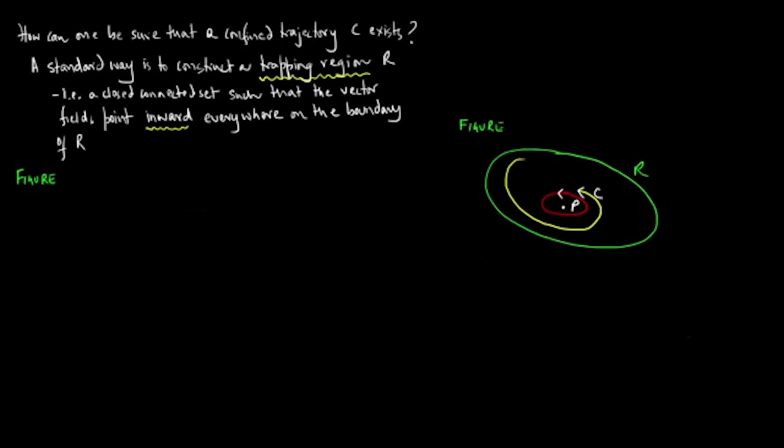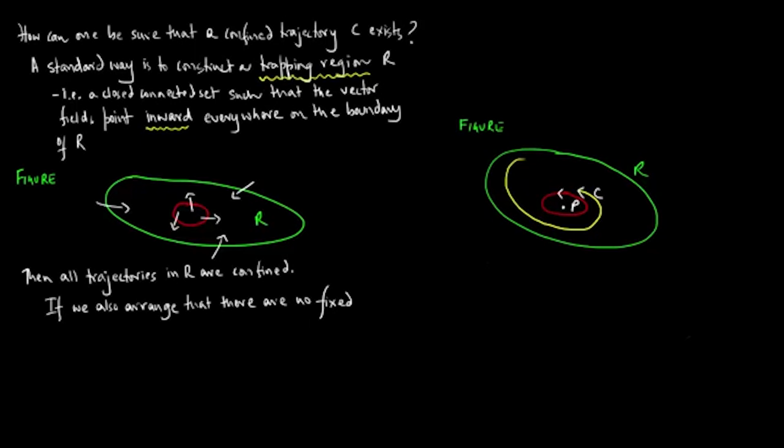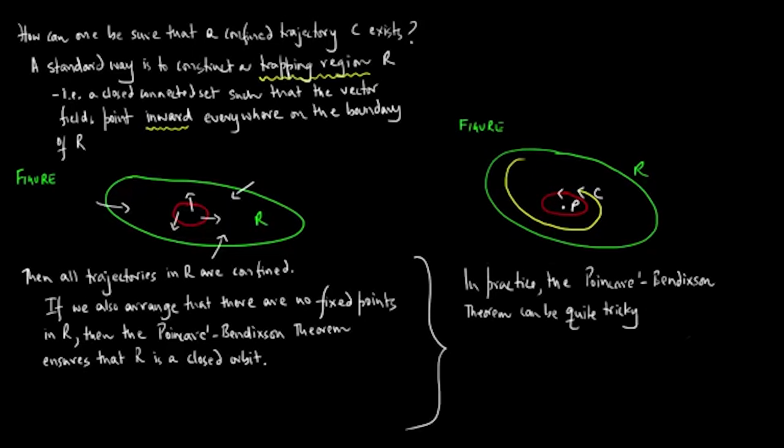Now let's plot a figure to visualize this. Then all the trajectories in R are confined. If we also arrange that there are no fixed points in R, then the Poincaré-Bendixson theorem ensures that R contains a closed orbit. In practice, however, the Poincaré-Bendixson theorem can be quite tricky to apply. So we consider an example.